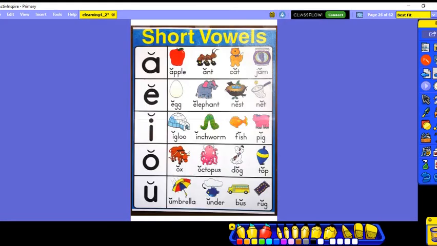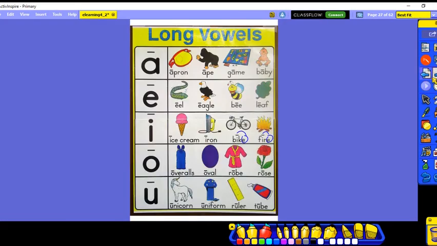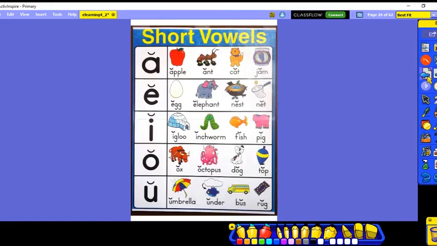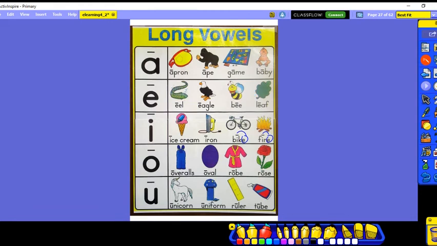Now let's talk about our short vowels and long vowels because we're going to look at a new vowel today. Let's look at short I: igloo, inchworm, fish, pig. And let's look at long I: ice cream, iron, bike, fire. I says its name in the long vowel words like ice cream, iron, bike, and fire.